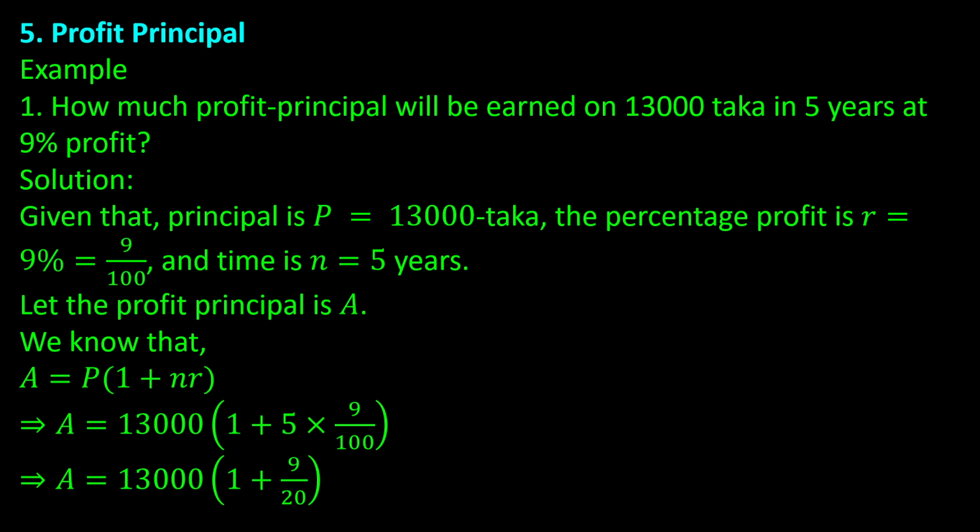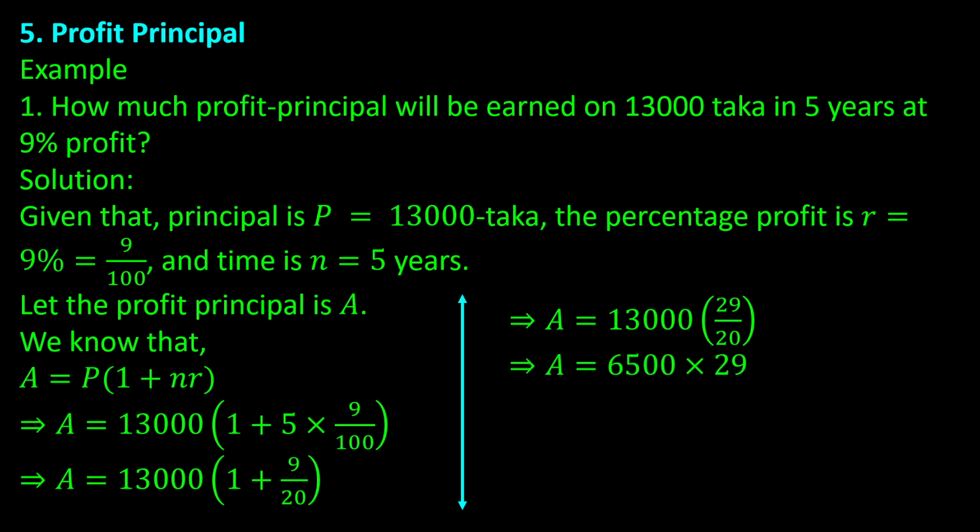Now doing the calculation, we get 13,000 times (1 plus 9 by 20). In the next line, we get A equals 13,000 times 29 by 20. That means adding 9 by 20 and 20 by 20, we get 29 by 20. Now dividing 13,000 by 20, we get 650, and 29 remains as it is.